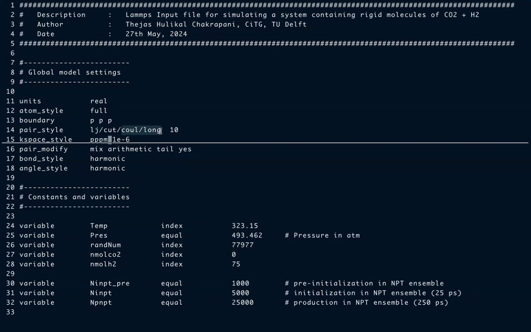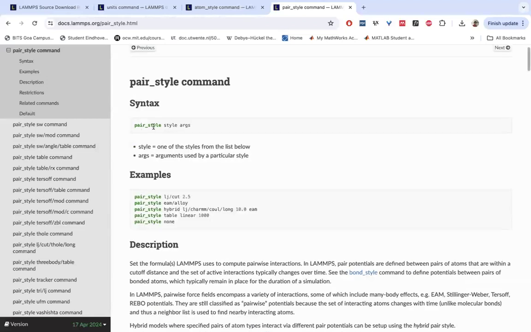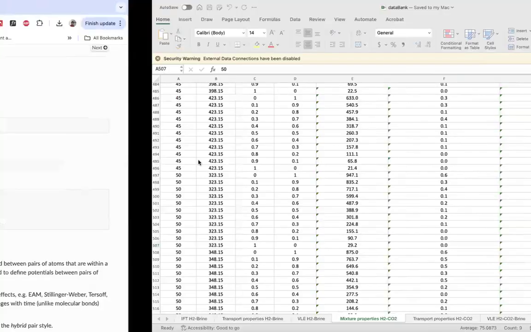And when I say Coulomb long, it means that it's going to calculate long range Coulombic forces, and the cutoff for the Lennard-Jones and the Coulombic interactions is 10 angstroms. So here 10 means 10 angstroms, because in the pair style, you first choose the style and then the arguments. All right.